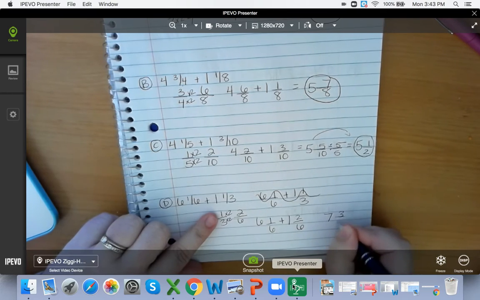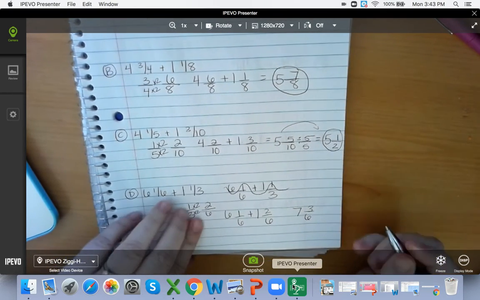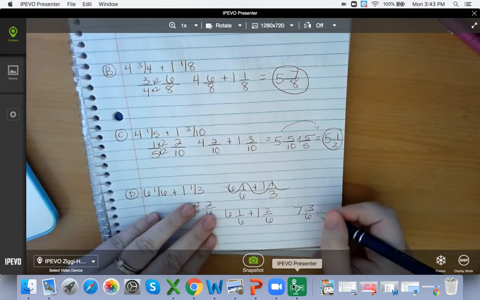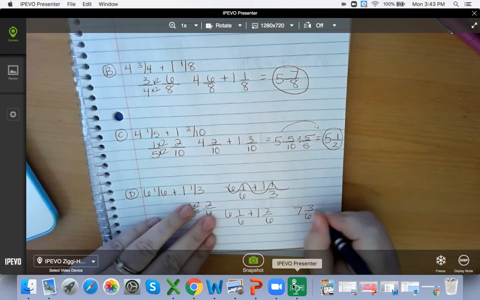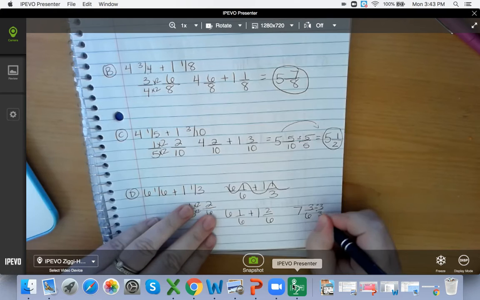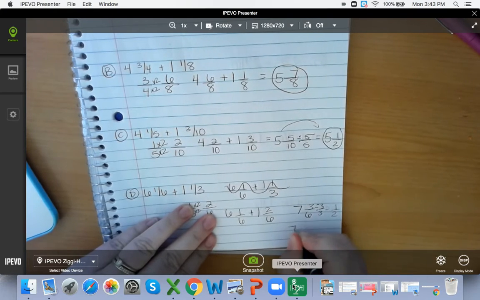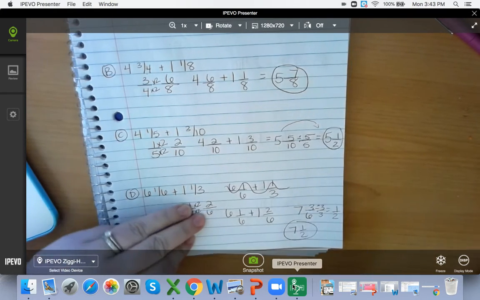This is another one that I can reduce down a little bit. So I can always say that 3 can go into 6, so I need to divide it by 3 now. So I got 7 and 1/2 as my final answer.